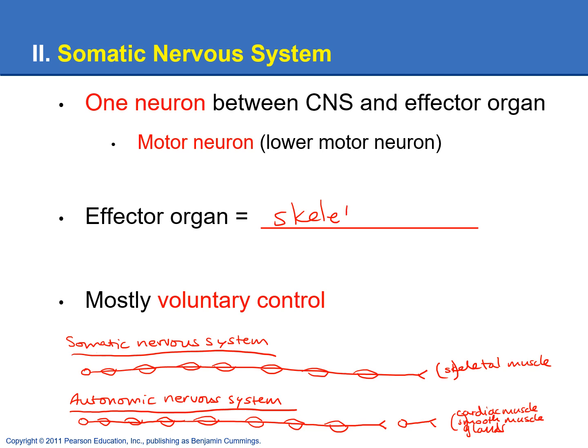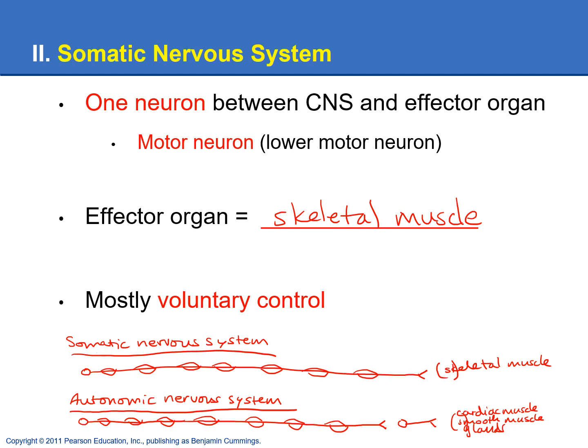And so what's very different about the somatic nervous system from the autonomic nervous system is that the somatic nervous system is under mostly voluntary control. So you can think that you want to raise your hand and you can go ahead and do that. So that's very different from the autonomic nervous system, which is mostly involuntary control.